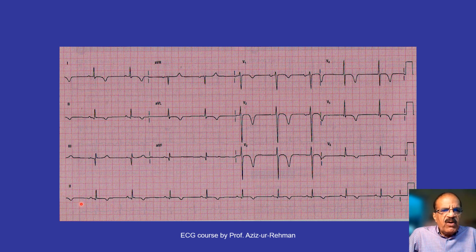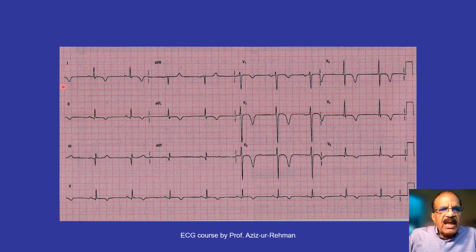There is T inversion in limb lead 2, but we are going to analyze ST-T here. As per our routine, we will scan the ECG starting from limb lead 1, limb lead 2, limb lead 3, AVR, AVL, AVF, V1, V2, V3, V4, V5, V6. What do you see? Do you see any problem here? This ECG is certainly not normal. But do you see any ST segment elevation?